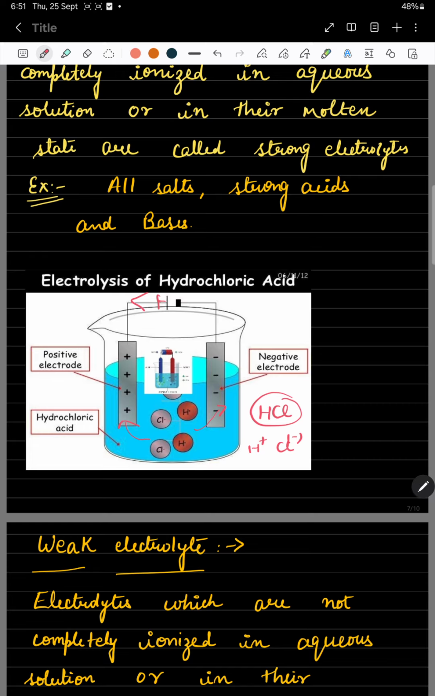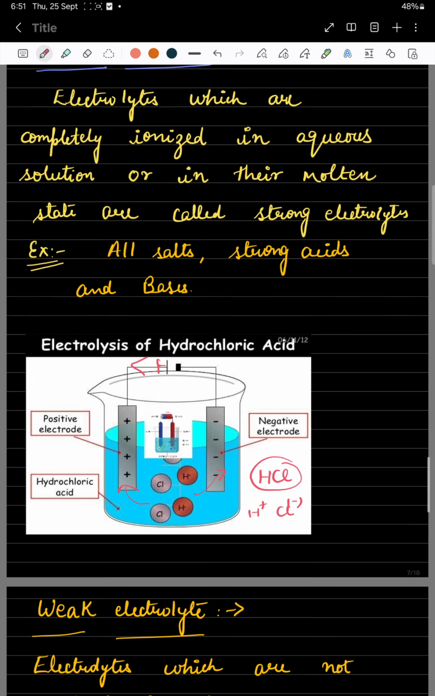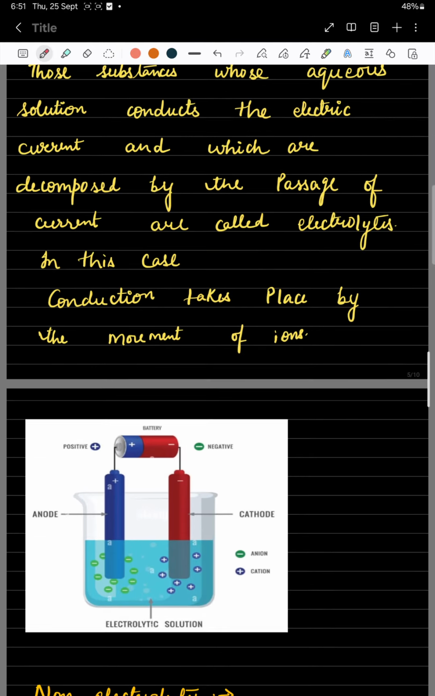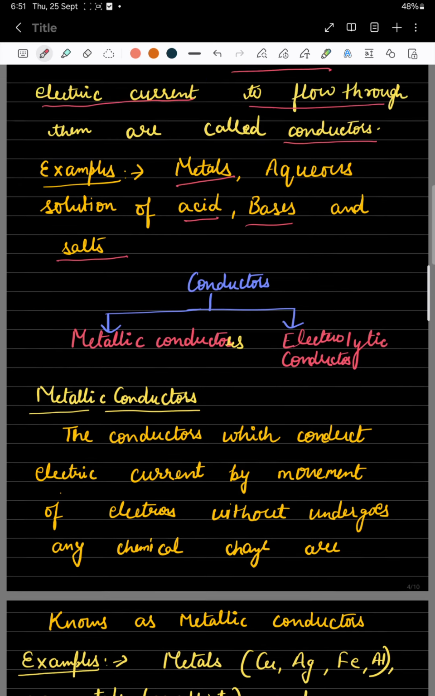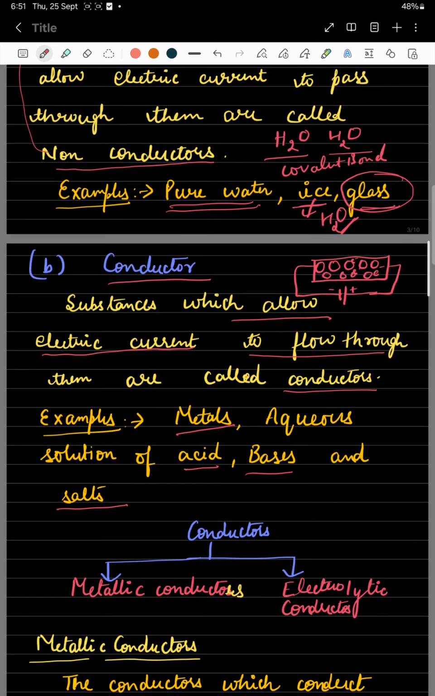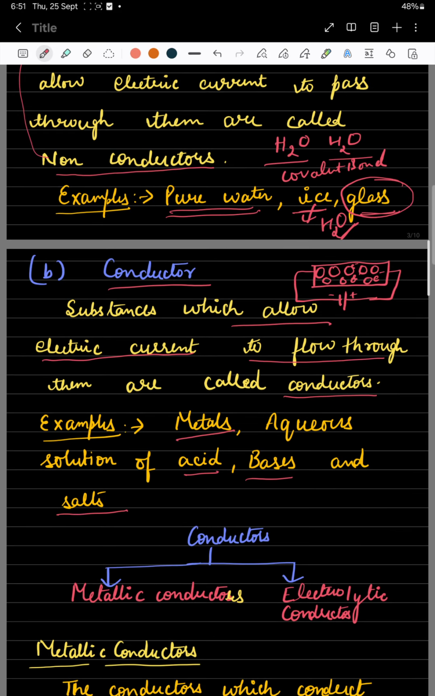So what we are observing here, in this hydrochloric acid electrolysis, is that the charge carriers are the ions. They are capable of electricity conduction. So here we can easily understand these are capable of passing electric current through them. They are known as your conductors. Simply, electricity is passing through them, and what we are observing is that they divide into ions, and these ions go to the opposite electrodes.